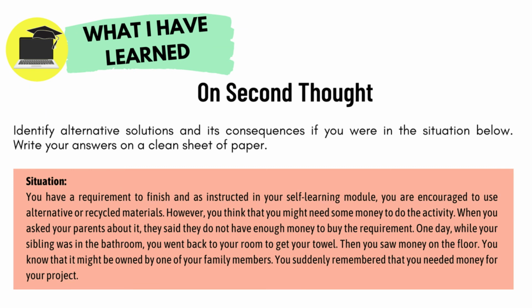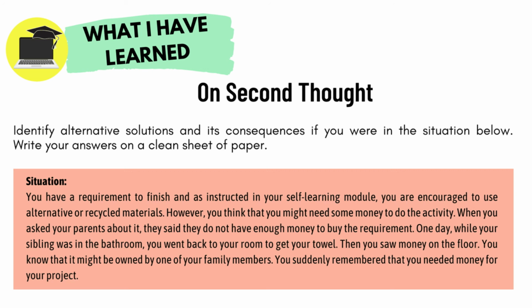What I have learned on second thought. Identify alternative solutions and its consequences if you were in the situation given. Write your answers on a clean sheet of paper. The situation is, you have a requirement to finish, and as instructed in your self-learning module, you are encouraged to use alternative or recycled materials. However, you think that you might need some money to do the activity. When you asked your parents about it, they said they do not have enough money to buy the requirement.